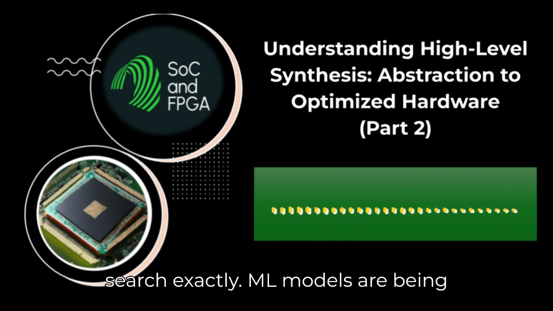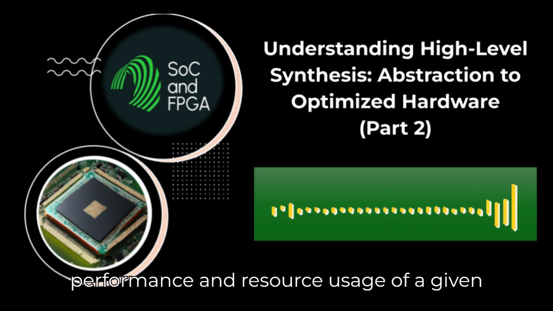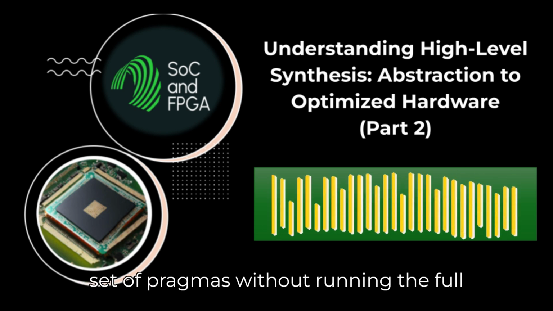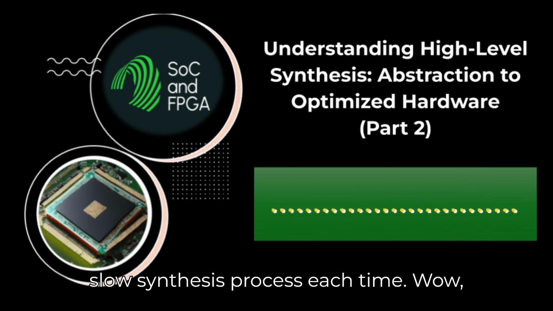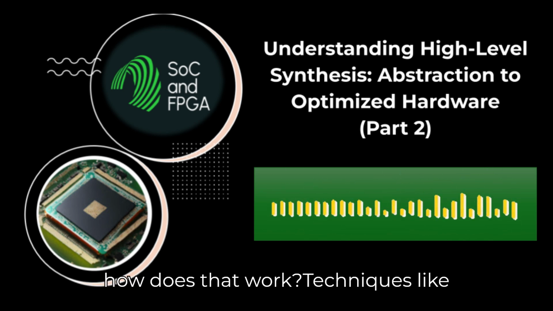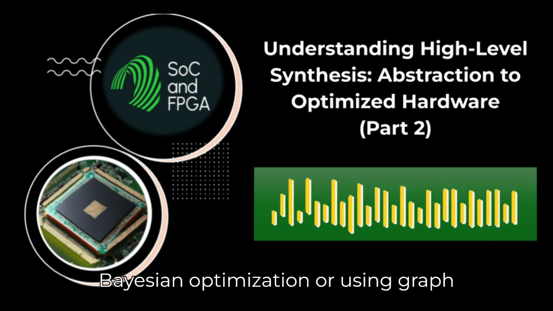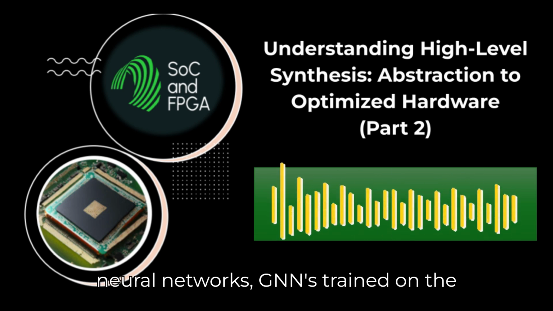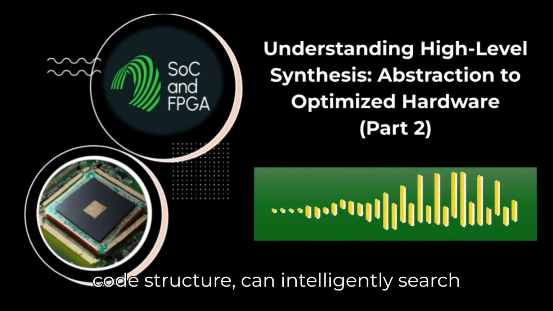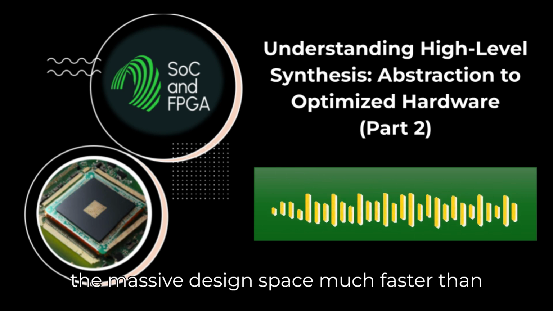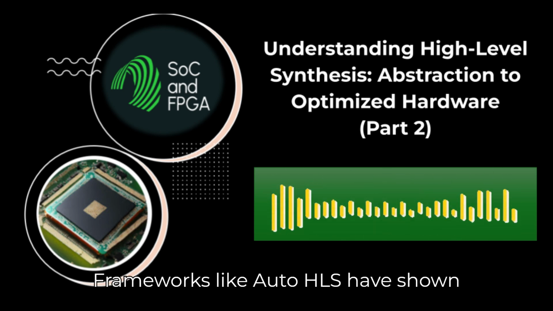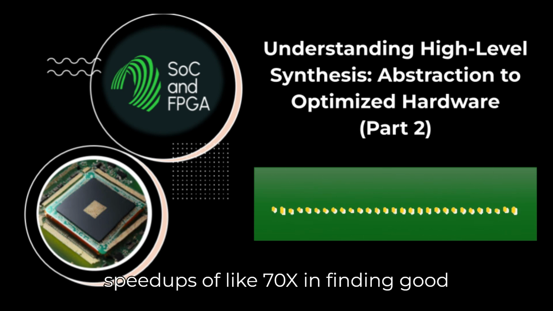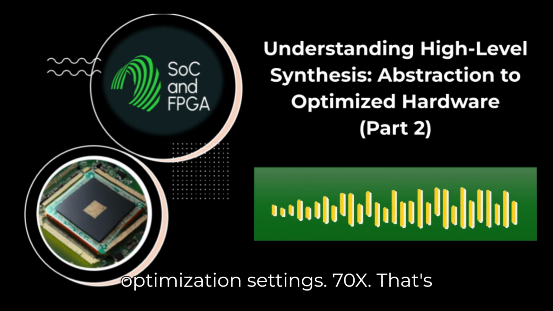Exactly. ML models are being developed that can predict the performance and resource usage of a given set of pragmas without running the full, slow synthesis process each time. Wow. How does that work? Techniques like Bayesian optimization or using graph neural networks, GNNs, trained on the code structure, can intelligently search the massive design space much faster than random guessing or manual iteration. Frameworks like AutoHLS have shown speedups of like 70x in finding good optimization settings.